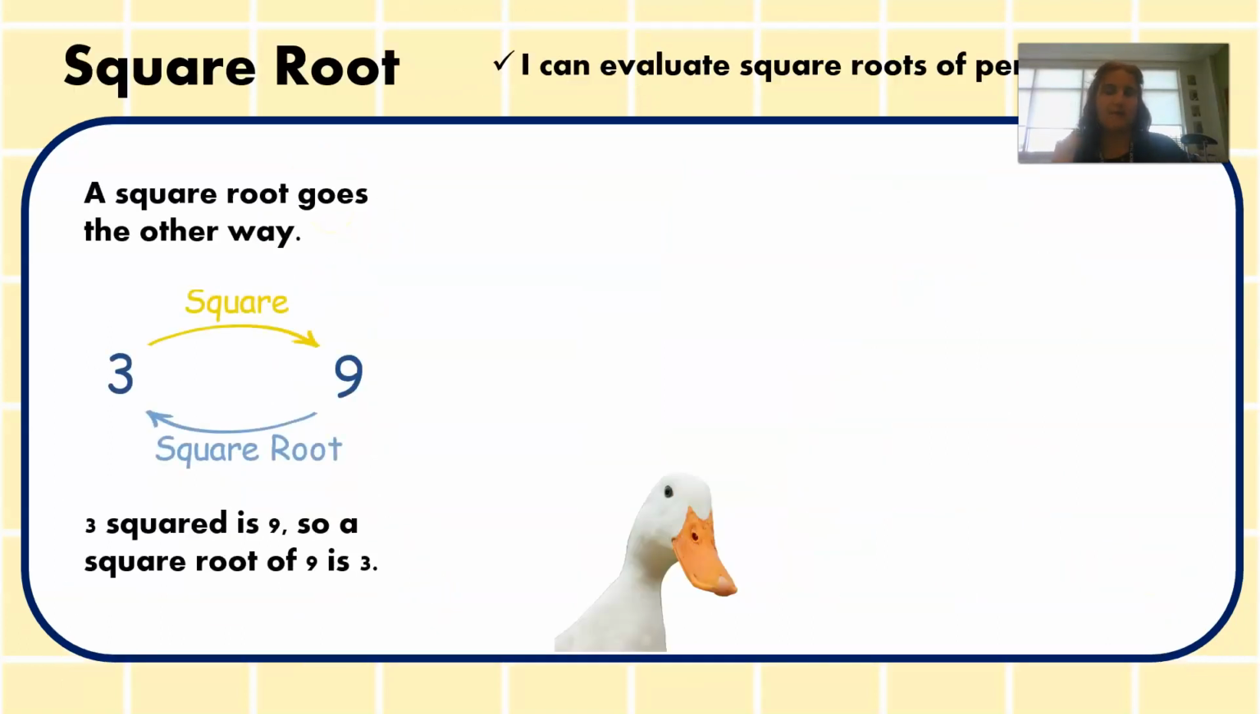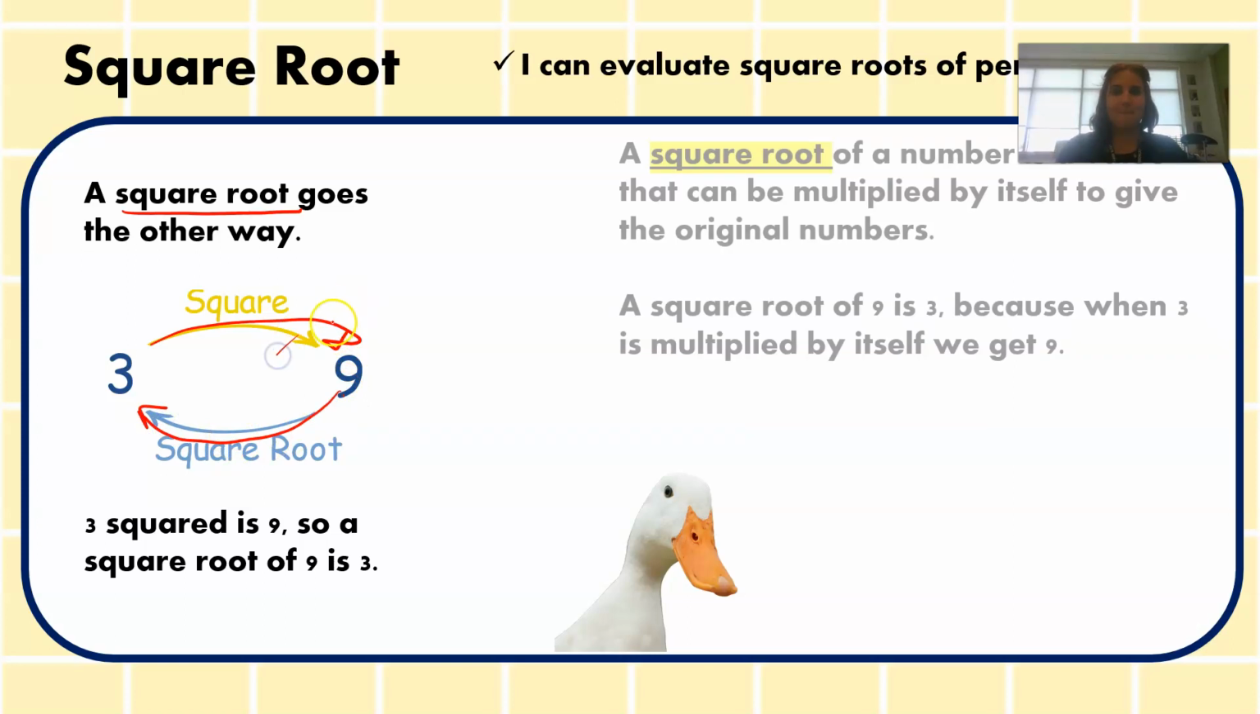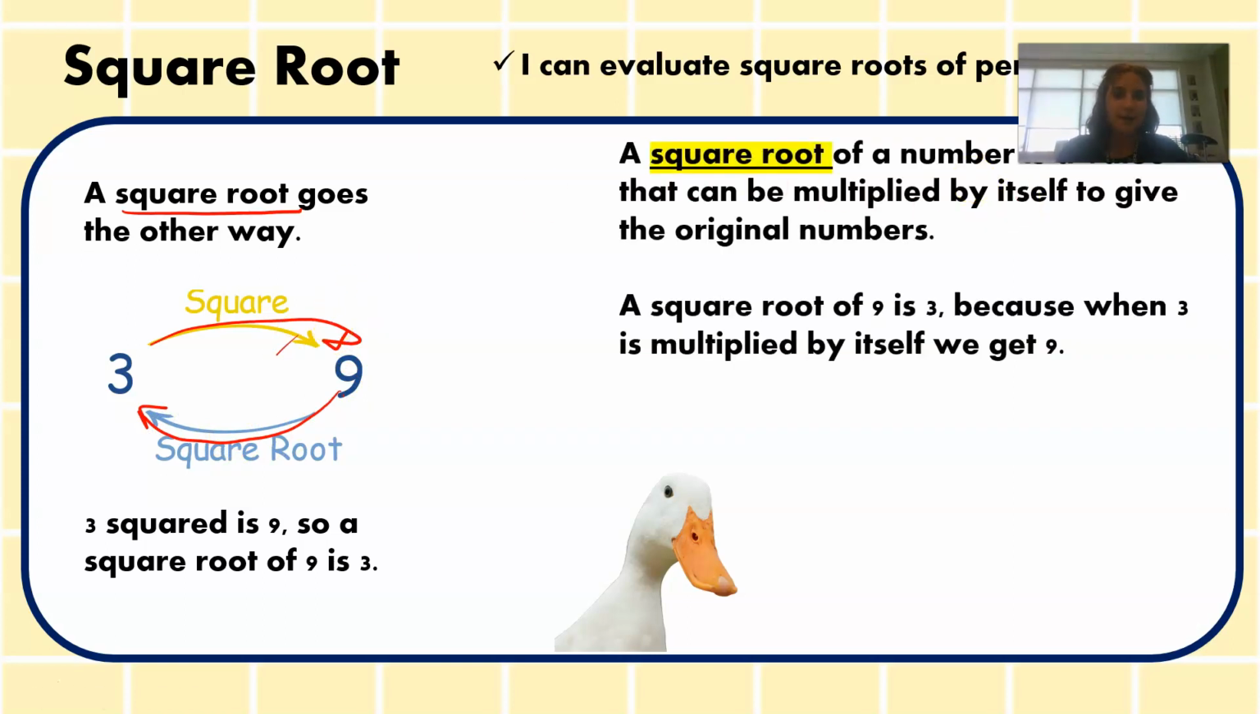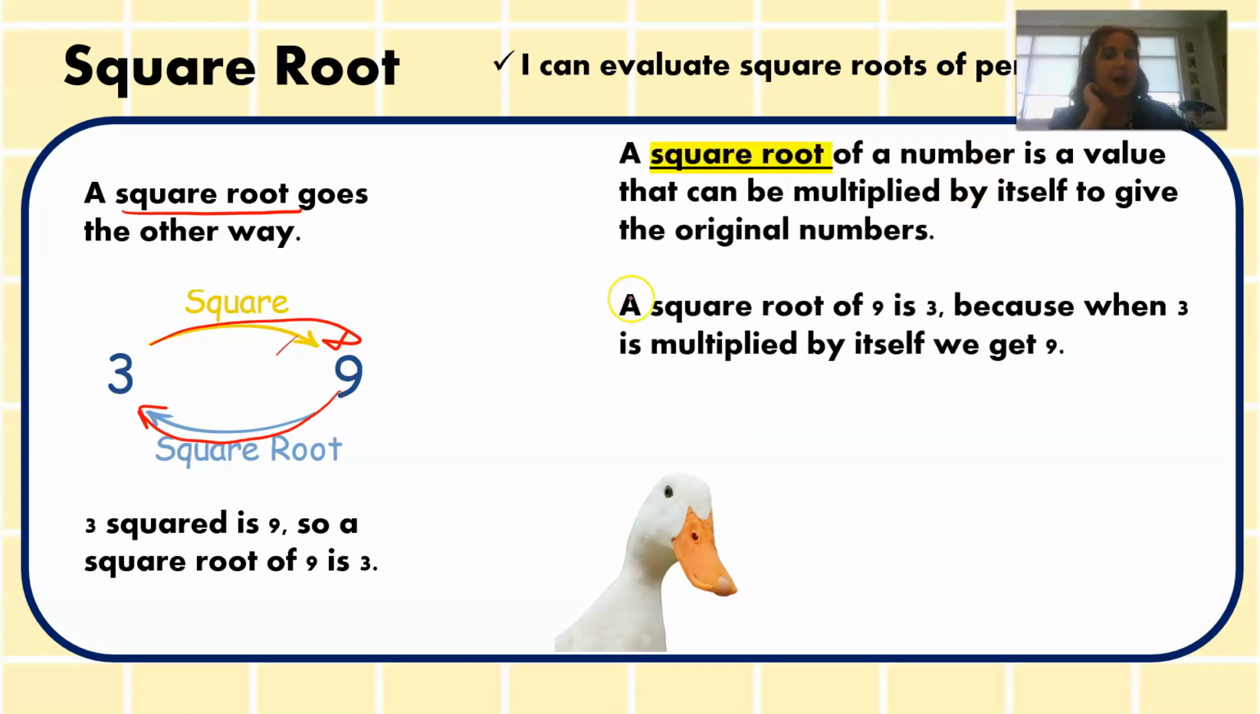So the opposite of a square number, or squaring a number, is taking the square root. So a square root goes the other way. So 3 squared is 9, and the square root of 9 is 3. A square root of a number is a value that can be multiplied by itself to give the original number. So for example, the square root of 9 is 3, because when 3 is multiplied by itself, we get 9.